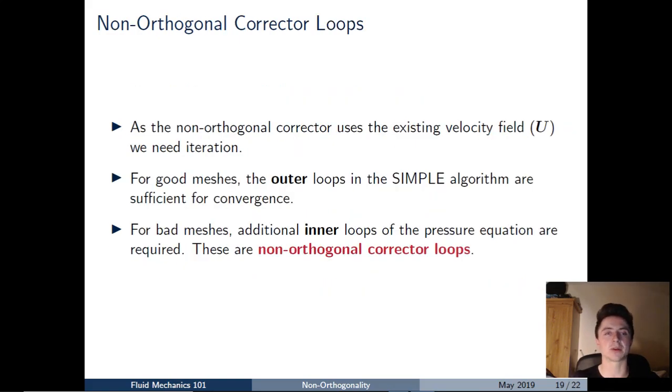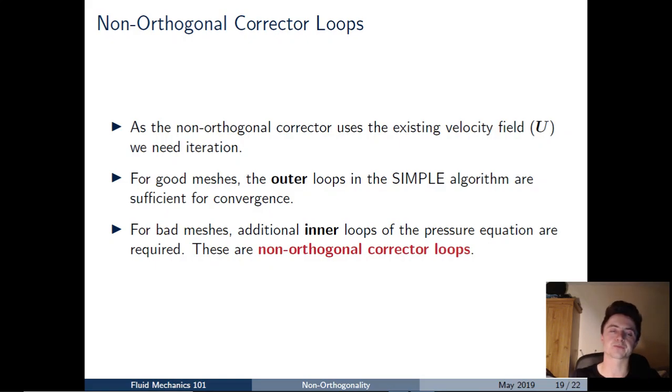Now, just to finish off, I'm going to talk a little bit about non-orthogonal corrector loops, and this is the general way that we sequence our algorithm when we solve a set of equations that we know we need to do to solve the Navier-Stokes system. Now, if our mesh is good, then we're not going to use any non-orthogonal corrector loops, and you may see this in various user guides and user manuals that for a good mesh, non-orthogonal correctors are not necessary or not needed.